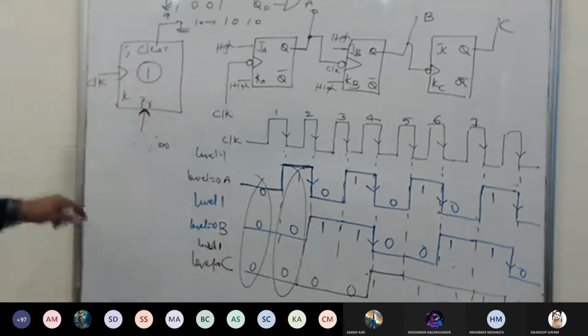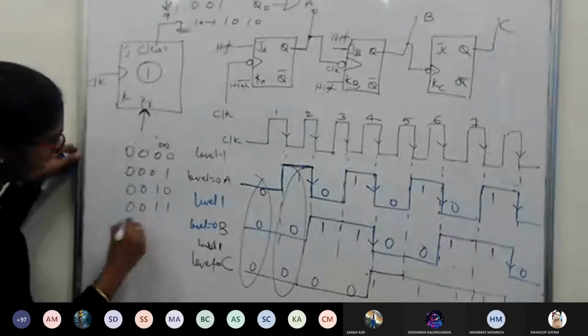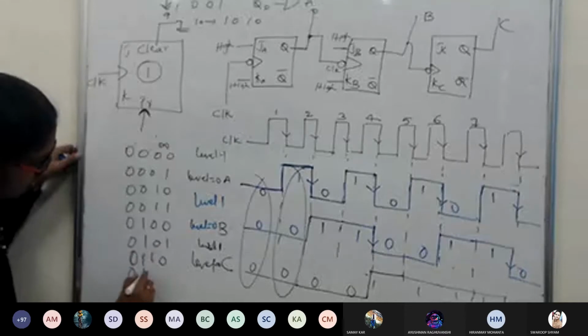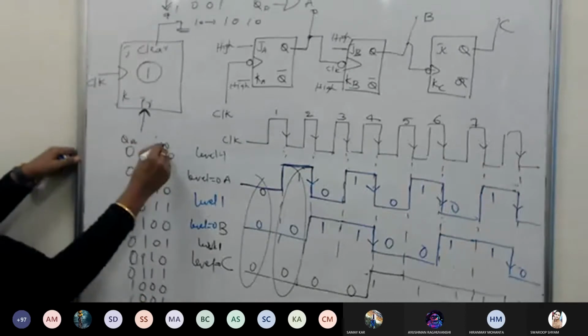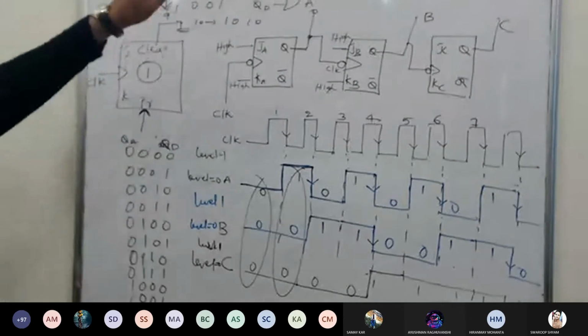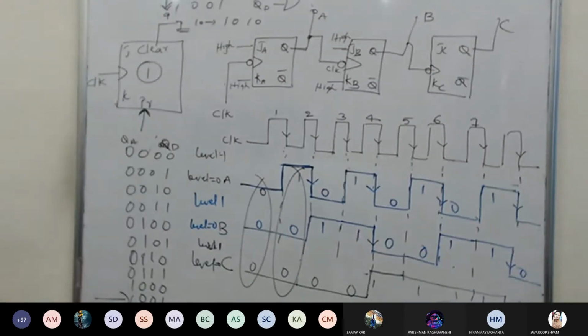Check it out. If you want, you check: 0, 0, 0, 0, 0, 0, 1, 0, 0, 1, 0, 0, 0, 1, 1, 0, 1, 0, 0, 0, 1, 0, 1, 1. This is QA, this is QD. Just AND them, QA and QD. Other than this particular case, everywhere it will be 0. Is that correct? Yes, the thing is very simple.